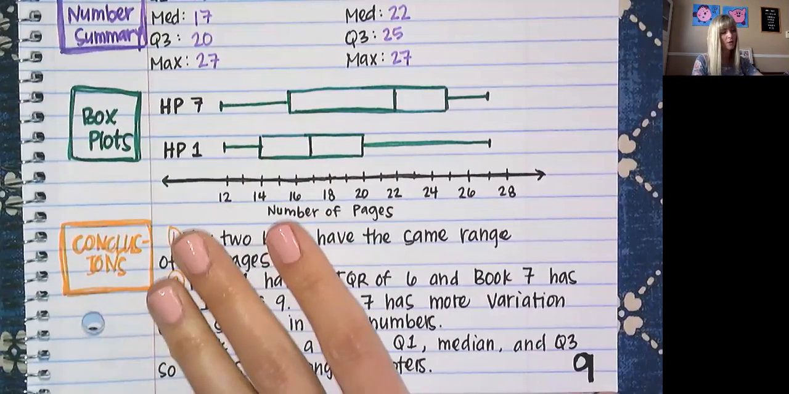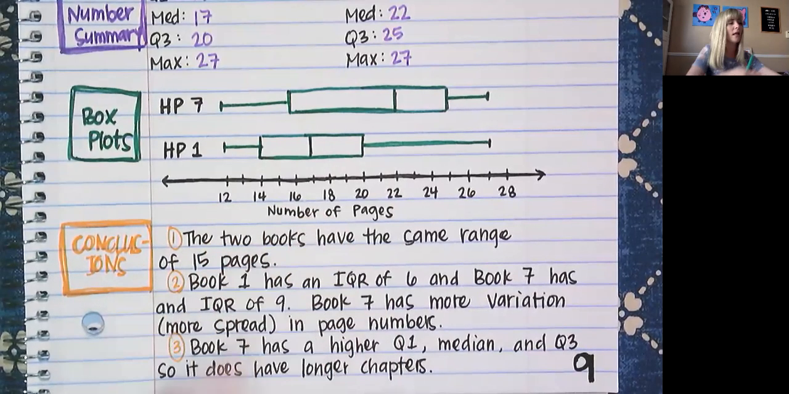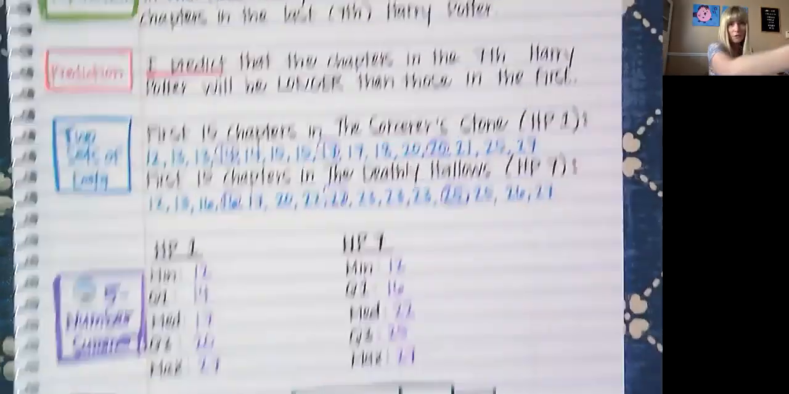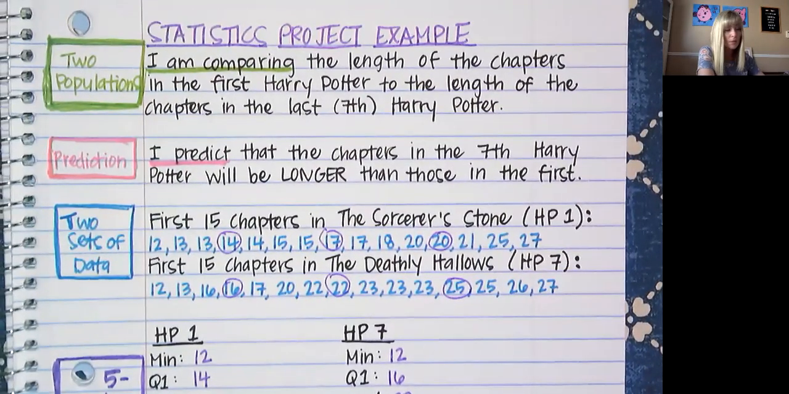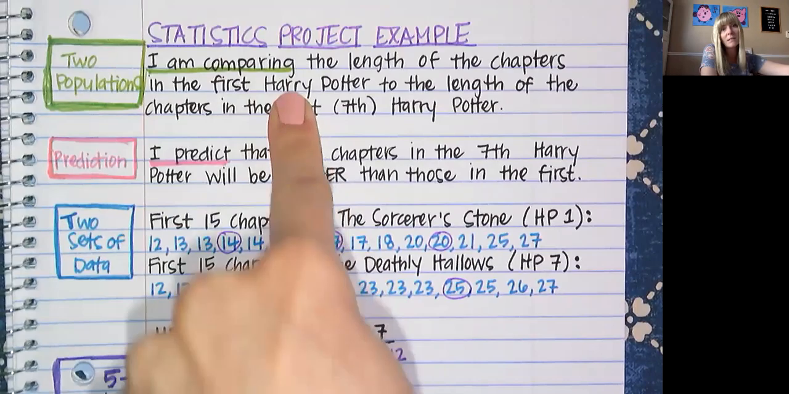So what are you going to do? How are you going to get this project together? Your official project will go on page 10, and it should look just like mine when you're done, just with different data. So your 2 populations are just going to be something different.